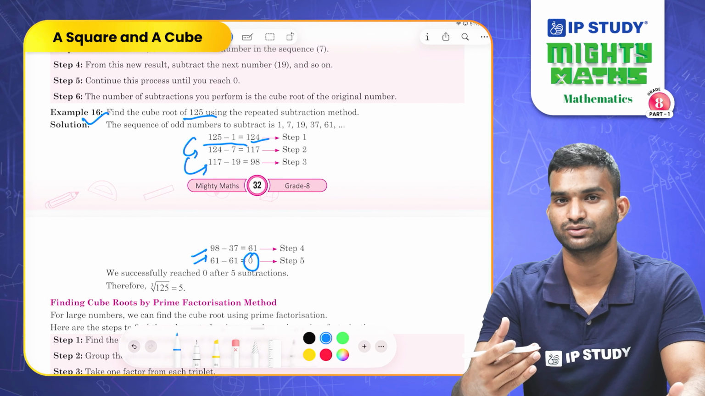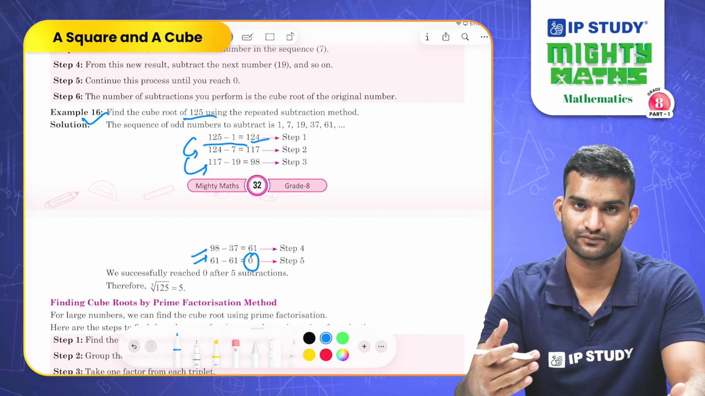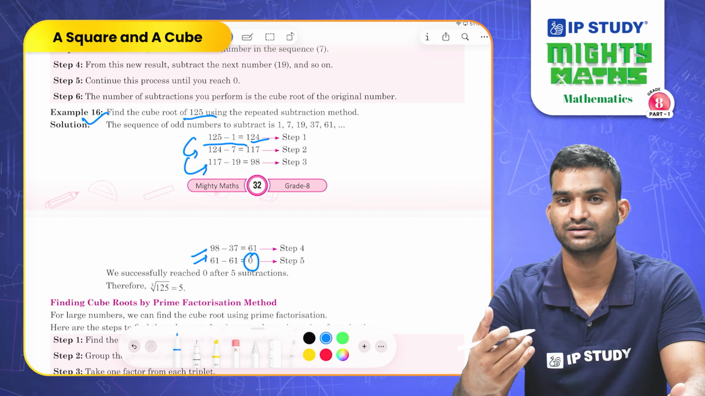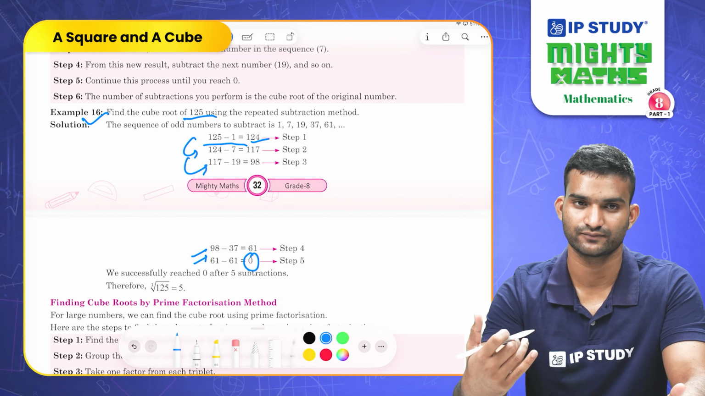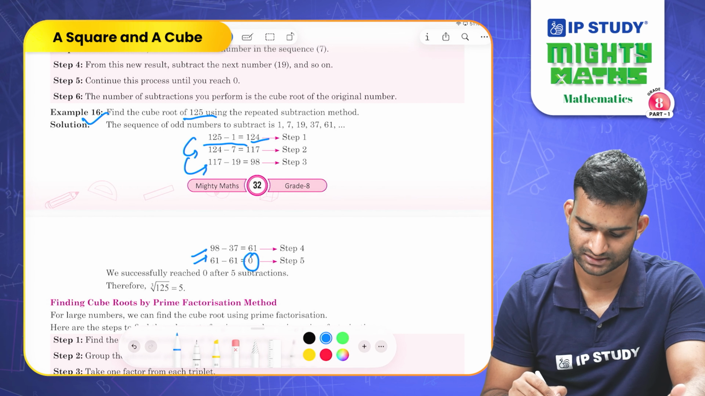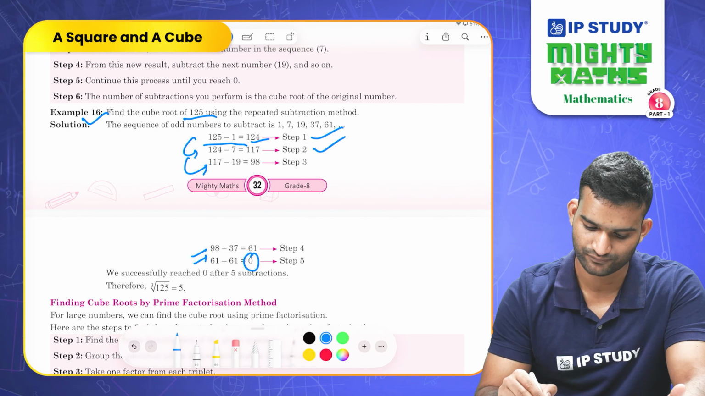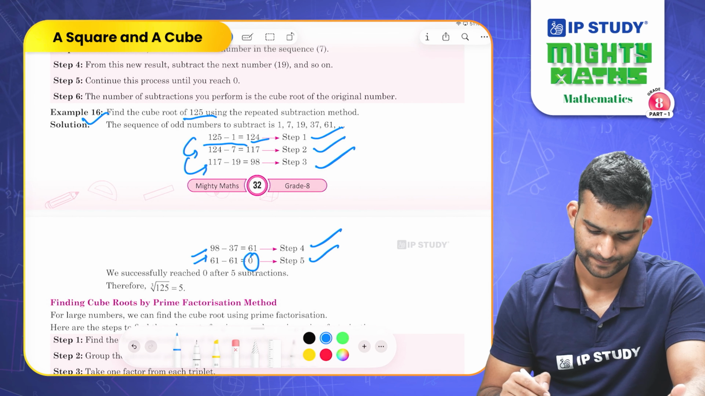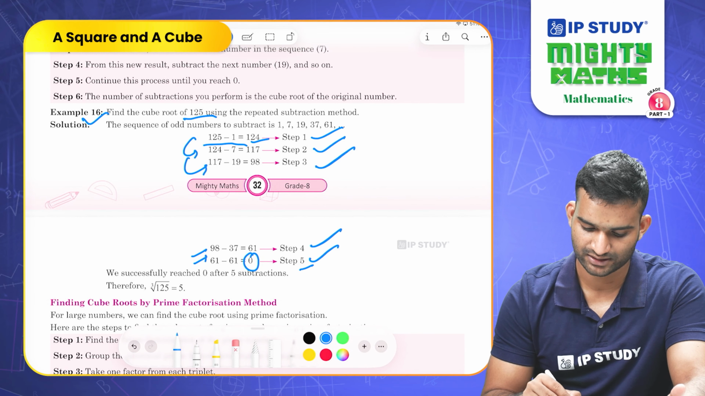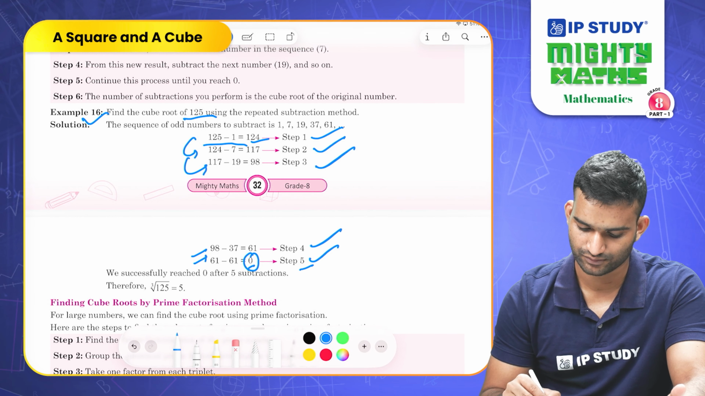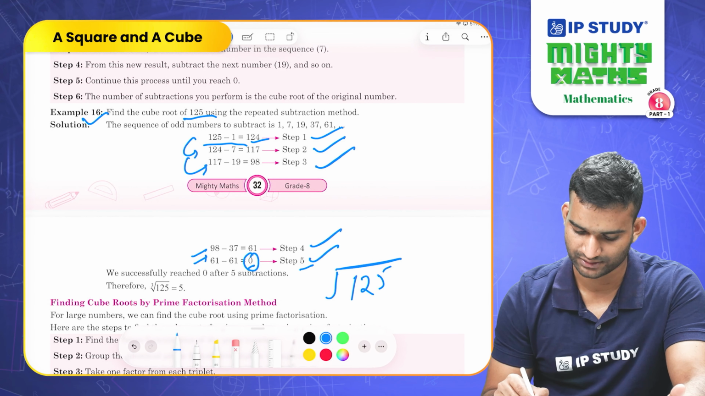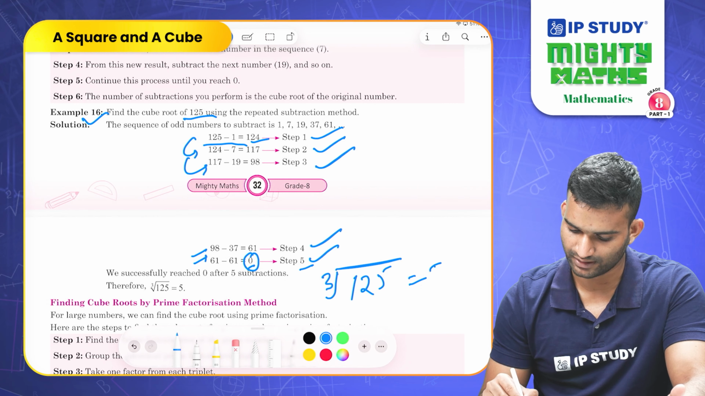Once we get the 0, we count the number of steps we used in the process. That number represents the cube root of the number. So in this case, we used 5 steps. So in the fifth step, we get the number 0. Therefore, the cube root of 125 is 5.